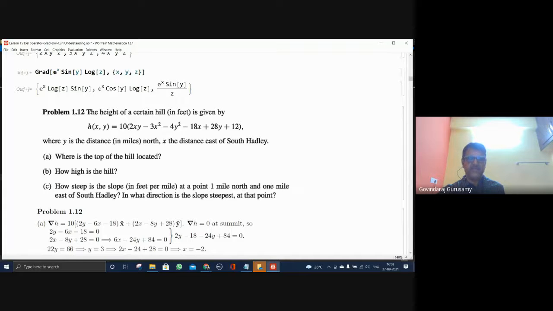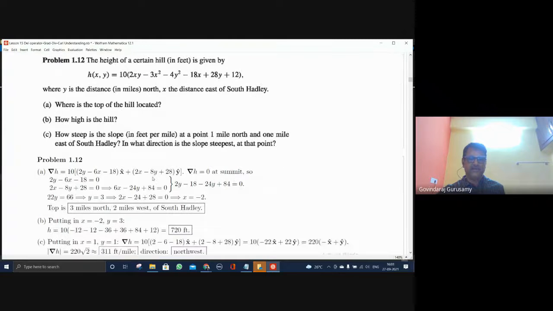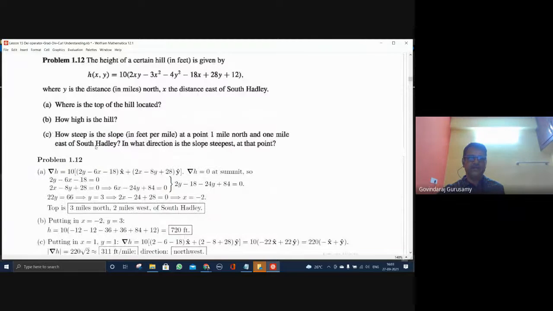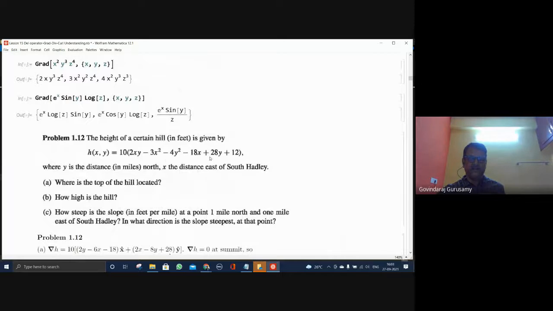It is equivalent to say the height of a certain hill in feet is given by this, which is a scalar quantity, where y is the distance in miles or whatever you like, north, and x is the distance east of some place. It doesn't matter for us. So h is a function of x and y. This is the scalar. And by analyzing this carefully with the gradient, you are able to get so much information about this scalar function without going to any place.